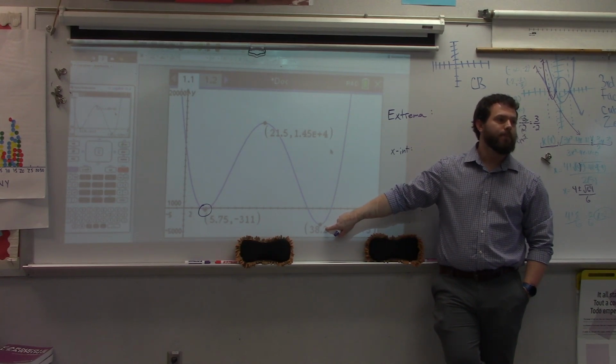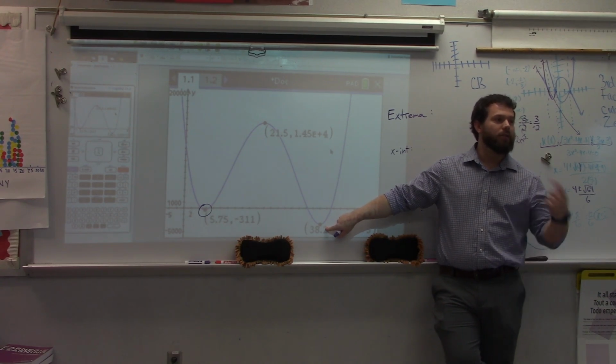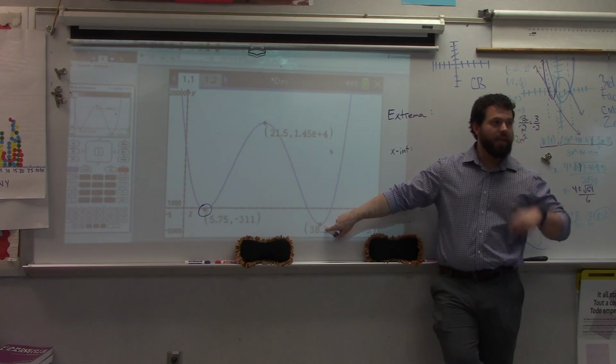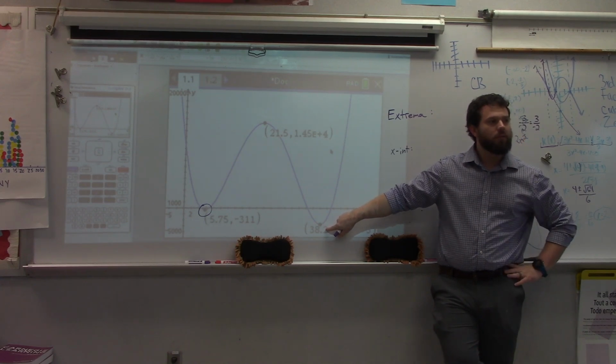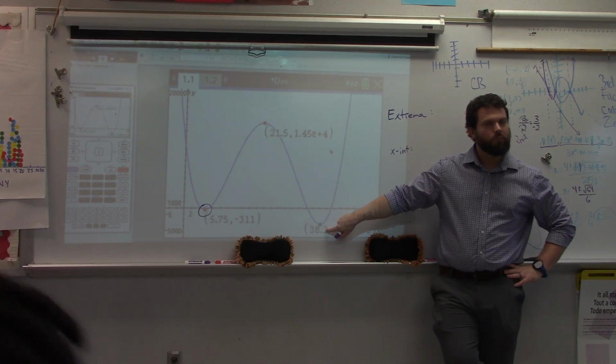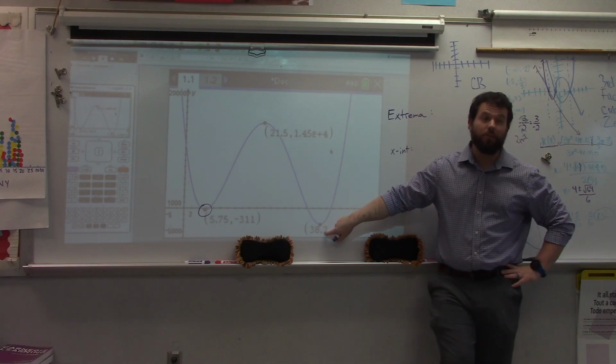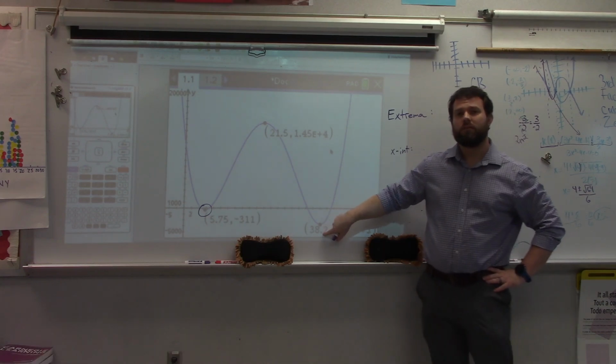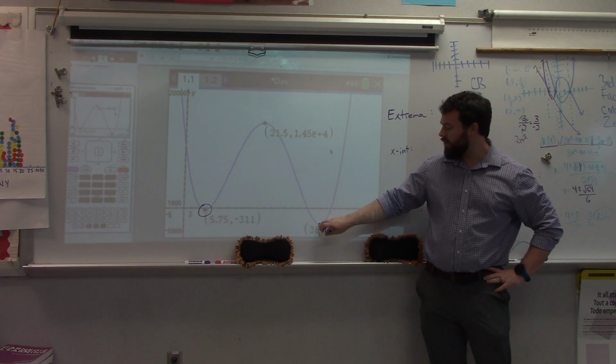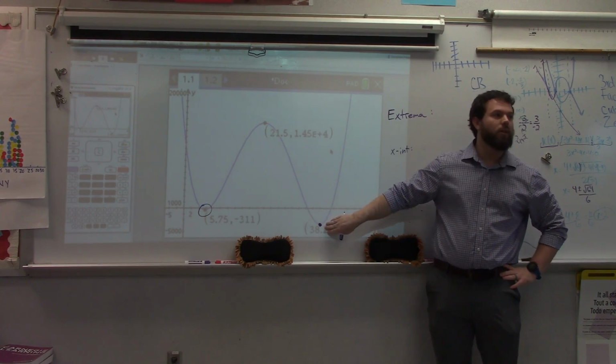Do you agree that this is an absolute minimum here? Yup. Why is it an absolute minimum? An absolute minimum can be on the x-axis. It's the lowest point. Are there any points lower than this one?